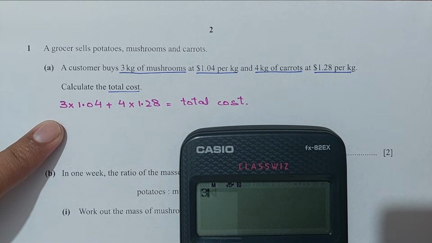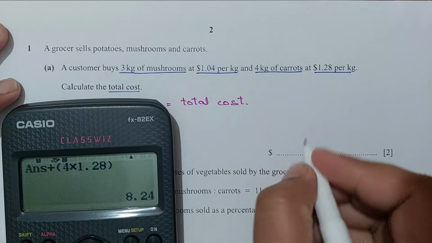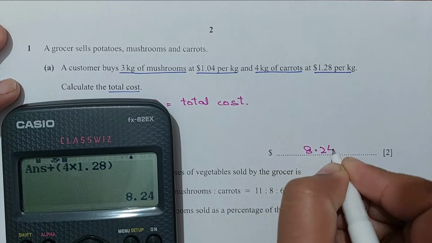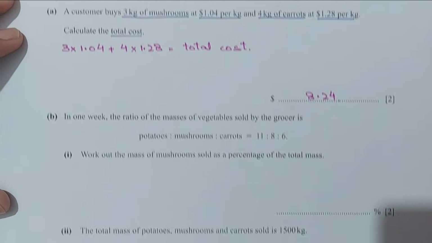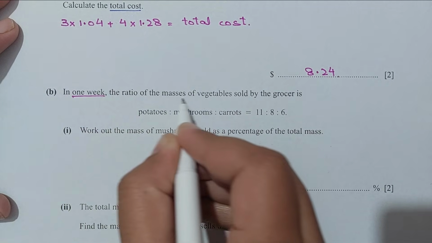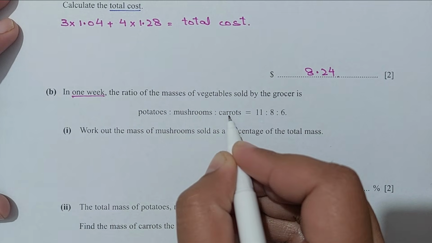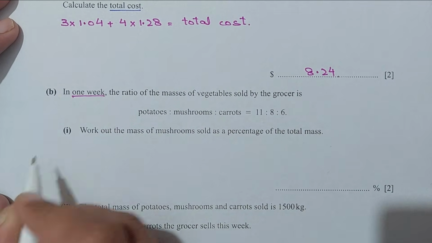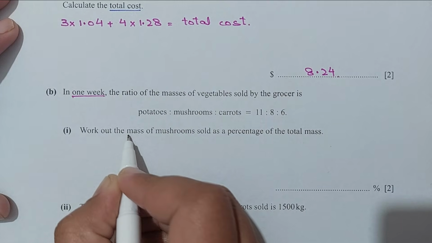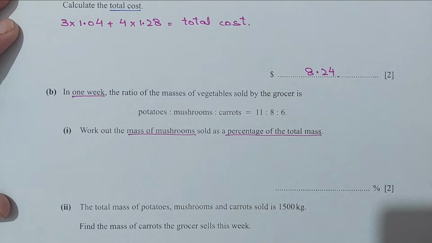Alright, let me calculate 3 times 1.04 plus 4 times 1.28. This is $8.24. Right. Now for part B, in 1 week, the ratio of the masses of vegetables sold by the grocer, potatoes, mushrooms, and carrots, is 11, 8, and 6. Number 1, work out the mass of mushrooms sold as a percentage of the total mass.